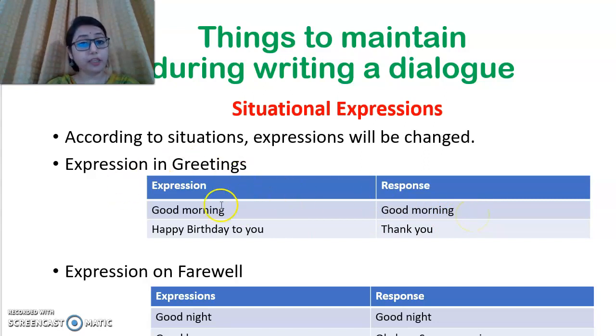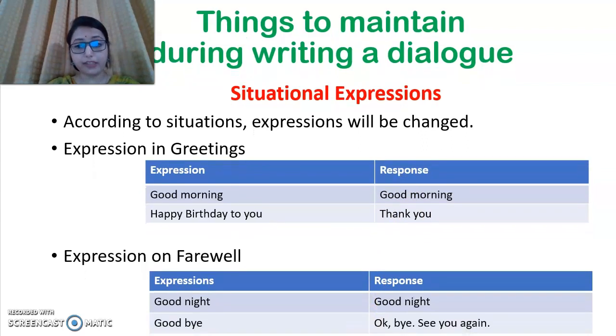If the expression is happy birthday to you, the response will obviously not be happy birthday to you. It will never be. Never ever. So it will be thank you or something like that.